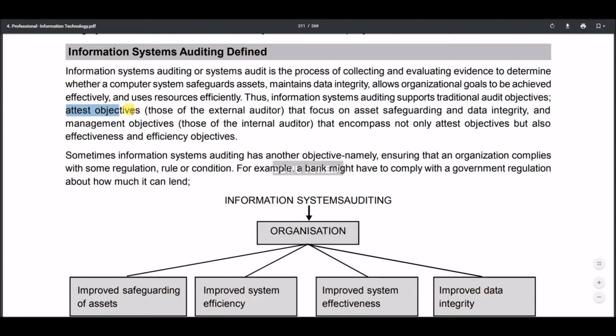A test objective, those for external auditors, focus on asset safeguarding, data integrity, and management objectives, those of the internal auditor encompass not only a test objective but also effectiveness and efficiency. So this is what it is all about. Now sometimes information system auditing has another objective, namely ensuring that an organization complies with some regulation, rule, or condition.